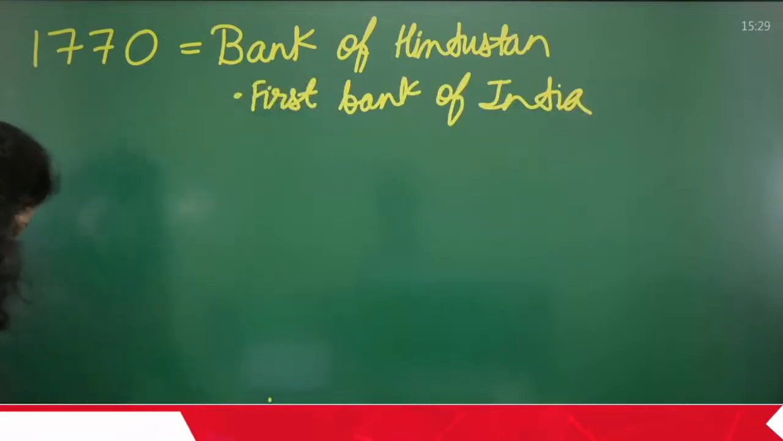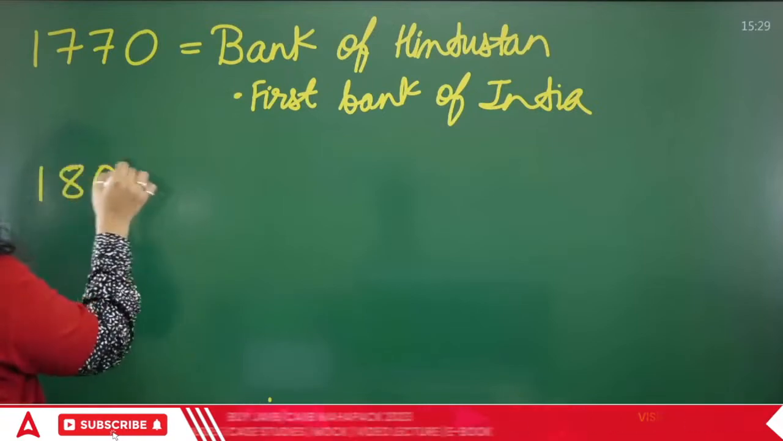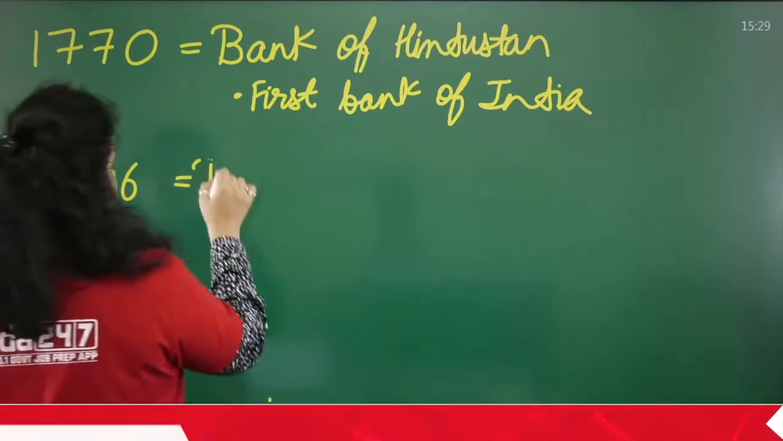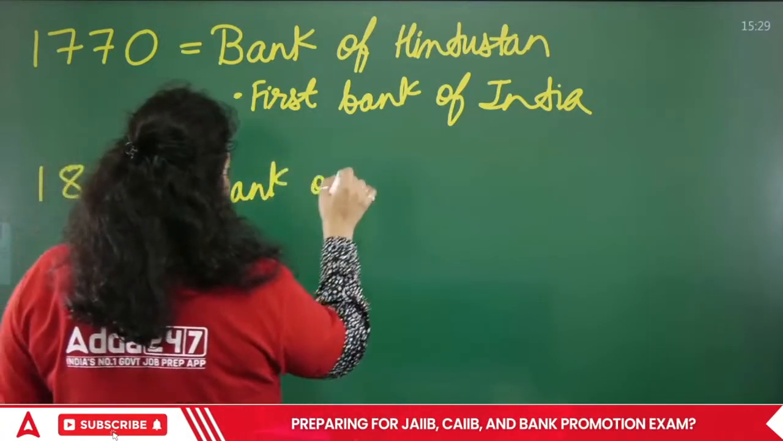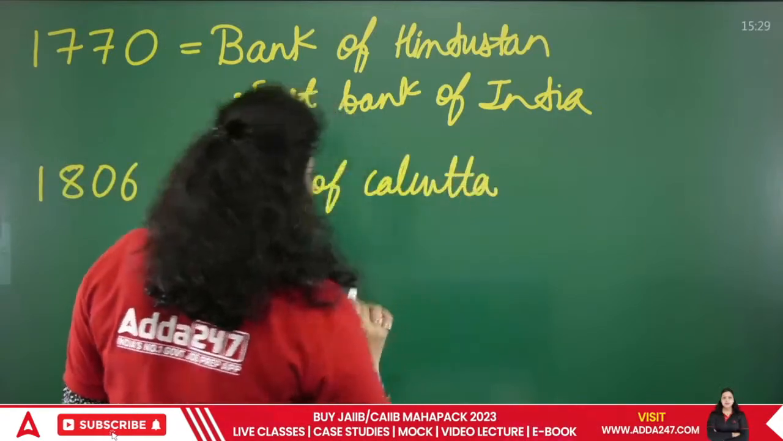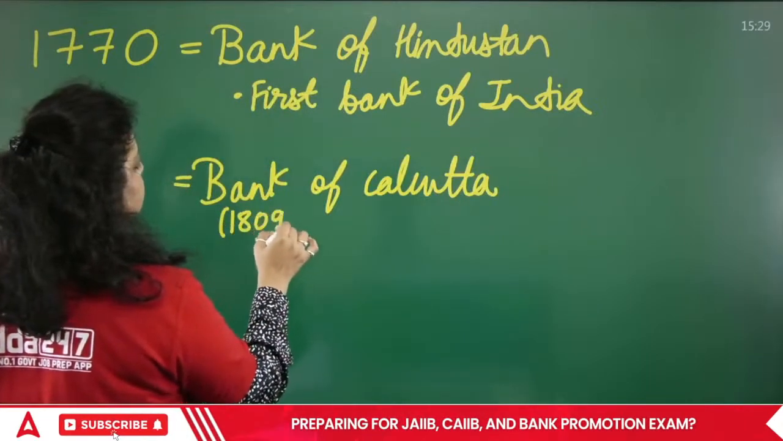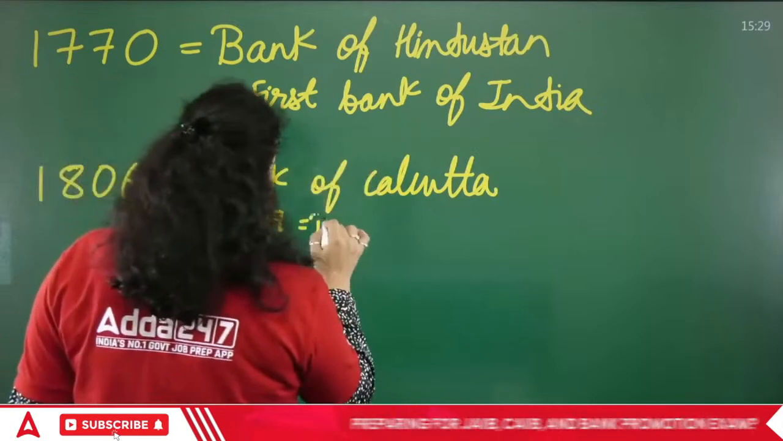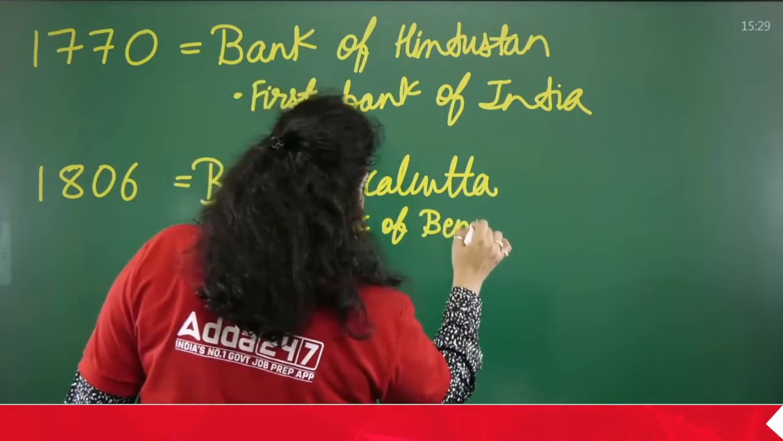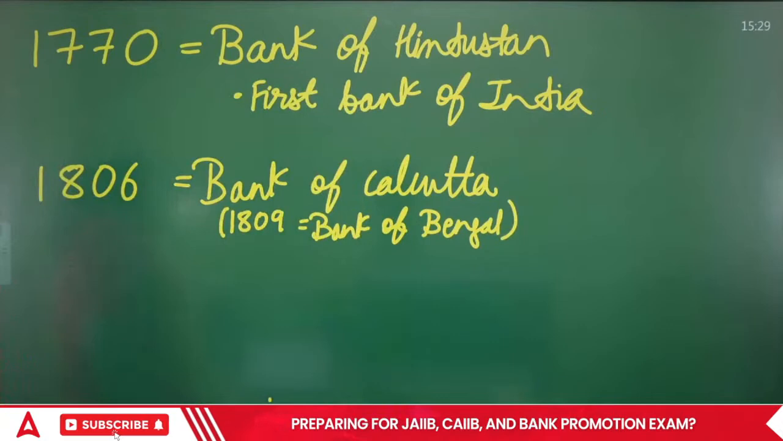After this, there are certain banks established, like in 1806, when the Bank of Calcutta was established. But this bank's name was changed in 1809 from Bank of Calcutta to Bank of Bengal.